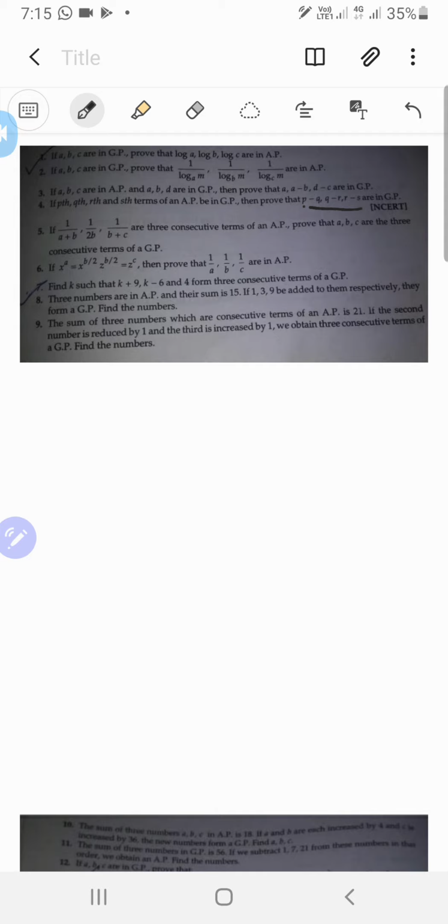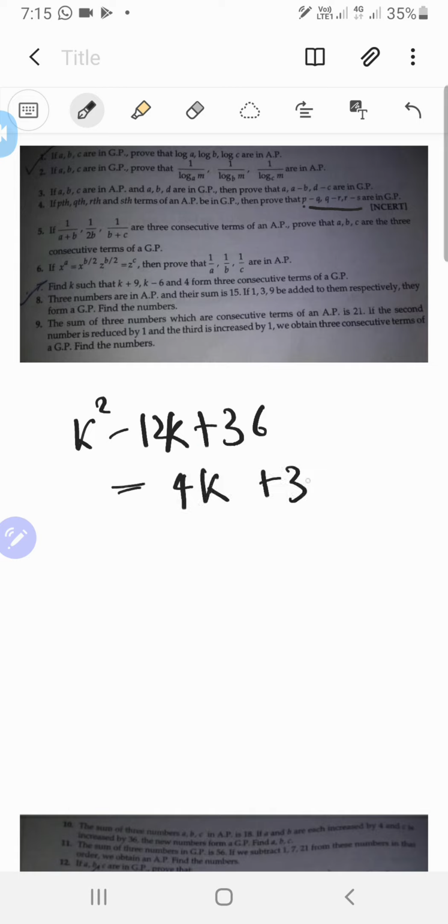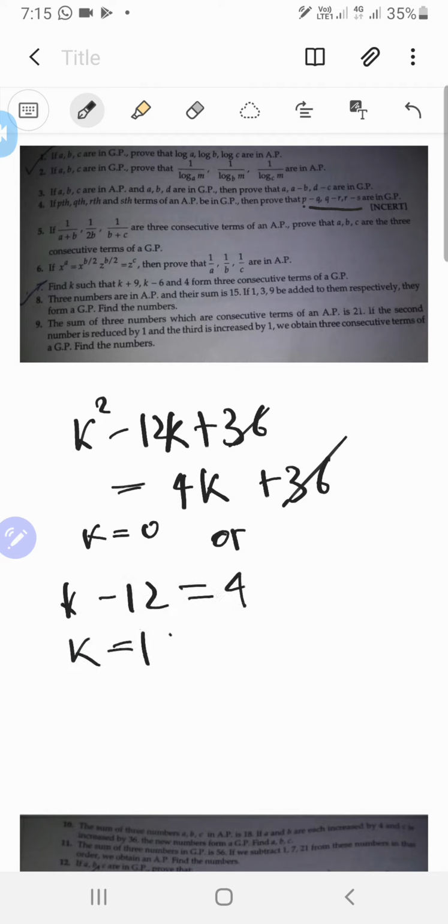which means that k squared minus 12k plus 36 is supposed to be equal to 4k plus 36. Yes, so these cancel away, so k equals 0, or you have k minus 12 is equal to 4, which means that k equals 16. Okay, so you have two values.